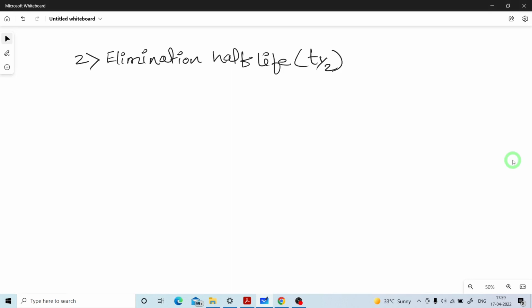Now let us see how to determine the elimination half-life. For that, first we'll write down our final equation of elimination rate constant, and that equation was Ke is equal to 2.303 upon T log of C0 upon C, where C0 is the initial concentration at time T0 and C is the concentration of drug in plasma at time T, which is yet to be eliminated.